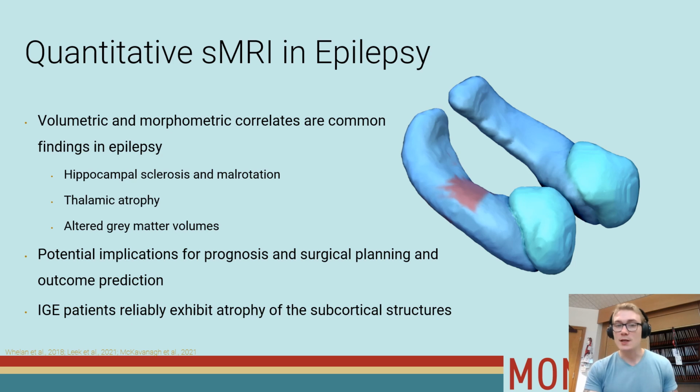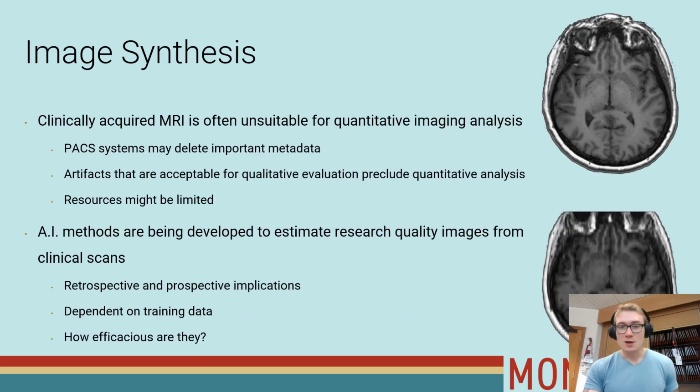One reliable finding in idiopathic generalized epilepsy, that's IGE, is subcortical surface deformation, potentially indicative of atrophy of the hippocampus and the thalamus, for example. This is problematic, however, because so much of the data acquired in routine care uses contrast enhancement, is artifacted, missing metadata, or is recorded in 2D, which is acceptable for qualitative evaluation, but unsuitable for use with many of the software packages used by neuroimagers.